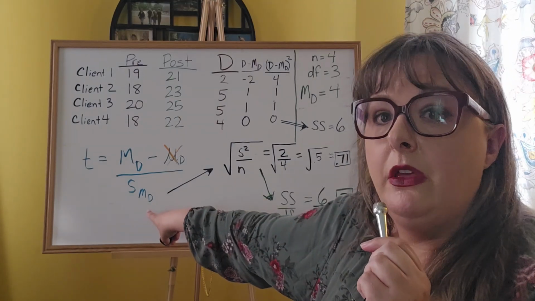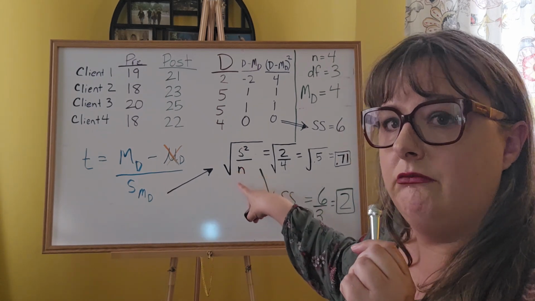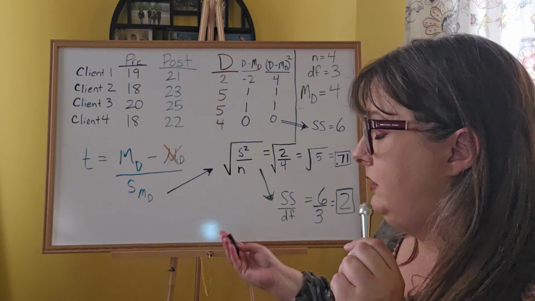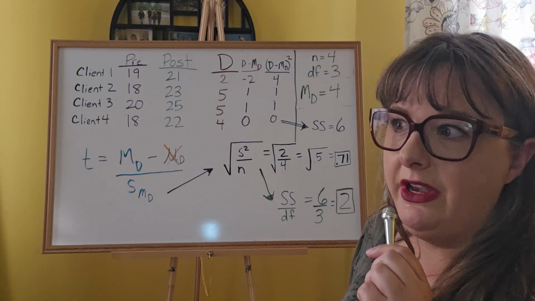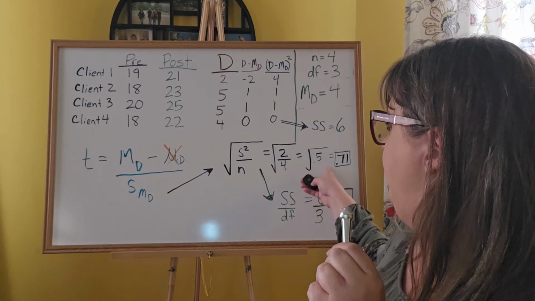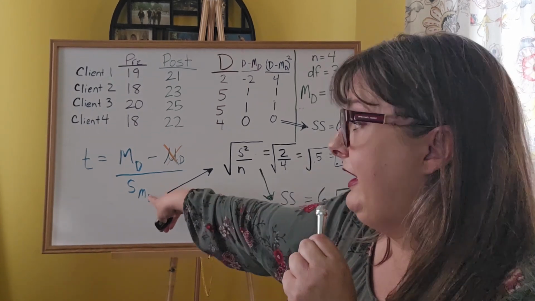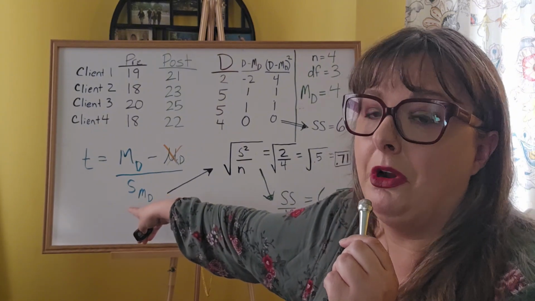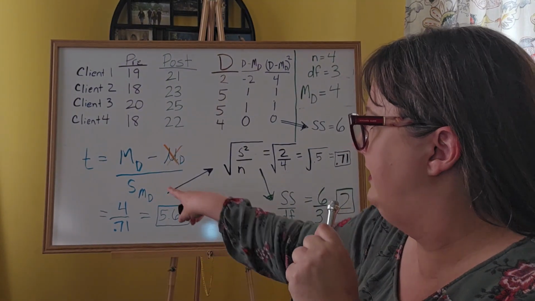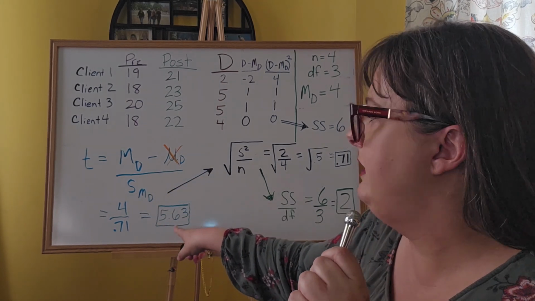So the estimated standard error is the square root of the variance over n. Our variance was 2. Our n is 4. So 2 divided by 4 is 1/2 or 0.5. The square root of 0.5 is 0.71. So now we can plug in 0.71 into our formula here. So now we have a t statistic. T equals 5.63. How do we know that?